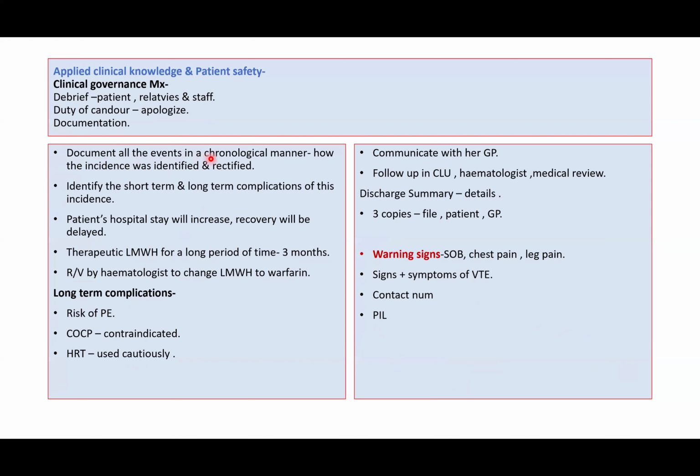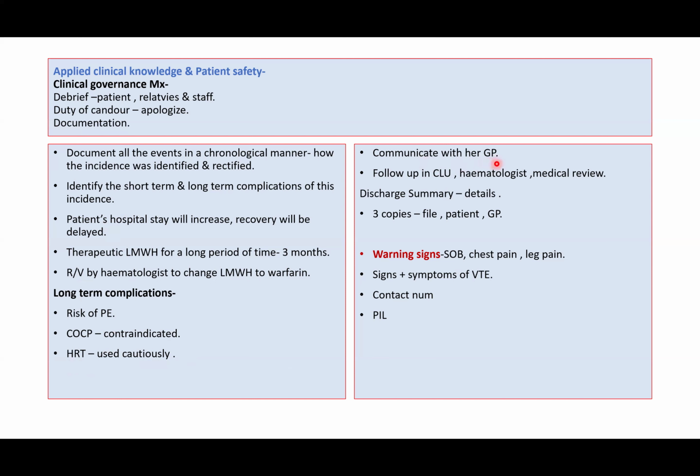We have to document all the events in a chronological manner, how the incident was identified and rectified, and identify the short-term and long-term complications of this incident. So the short-term complication is that the patient's hospital stay will increase, recovery will be delayed, and the patient will need therapeutic low molecular weight heparin for a long period of time, at least for 3 months. She will need review by the haematologist to change low molecular weight heparin to warfarin. Long-term complications are risk of pulmonary embolism, COCP is contraindicated in future. She will be using HRT also cautiously.